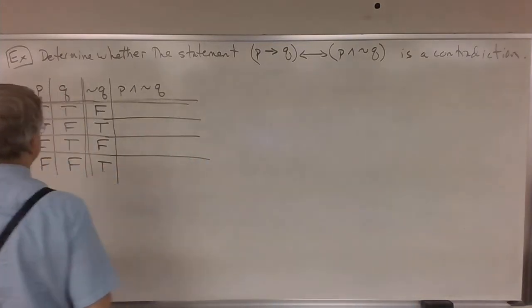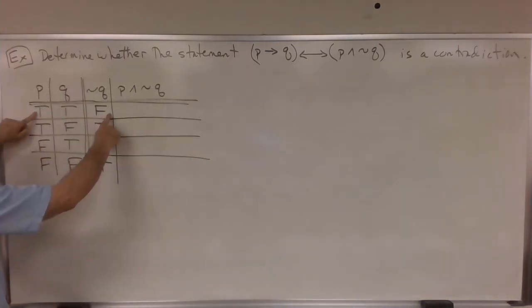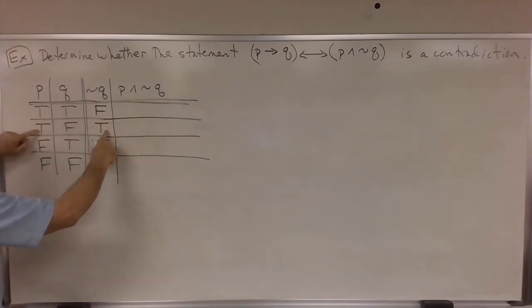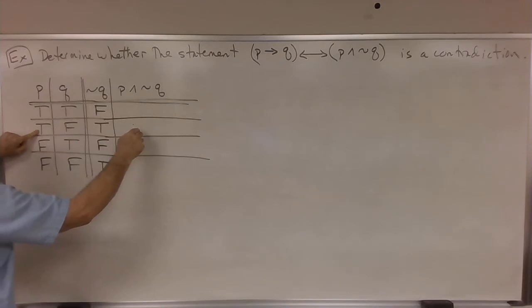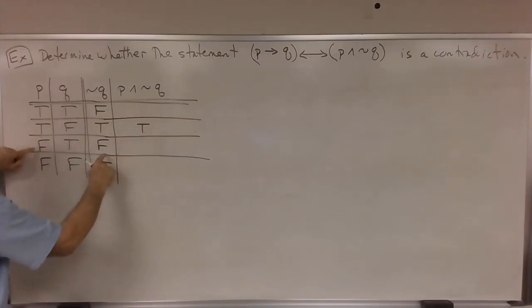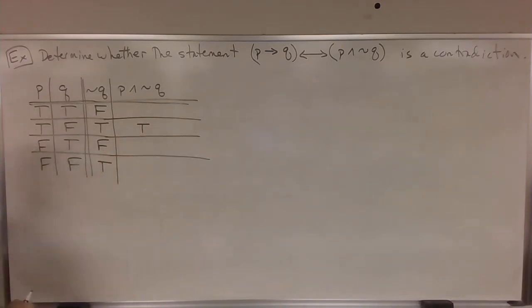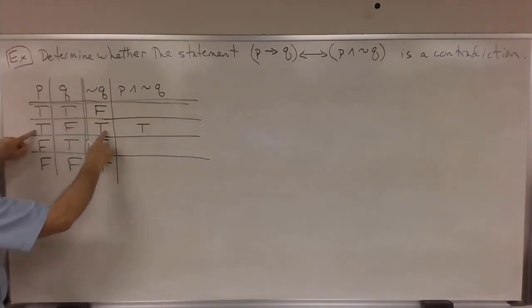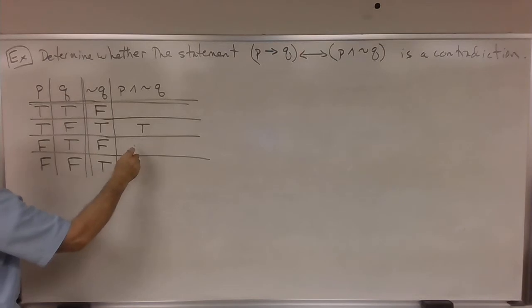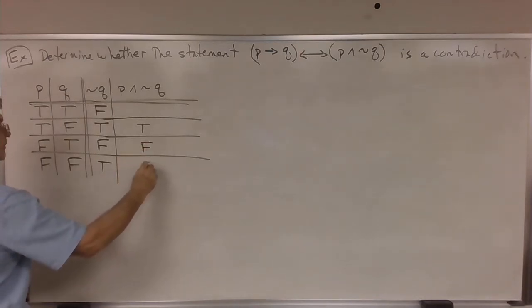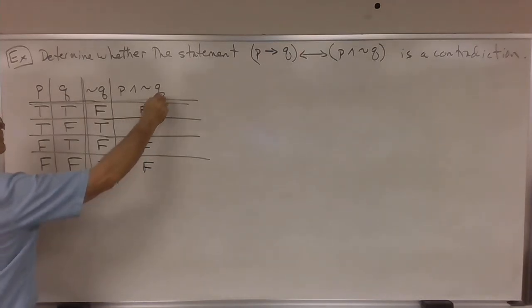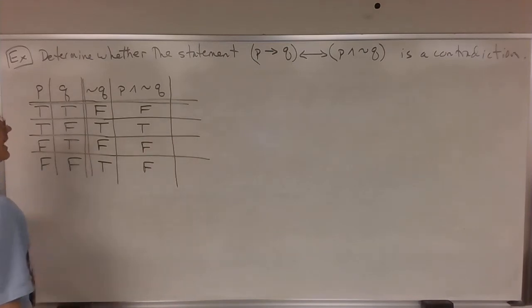So we'll look for P and not Q both being true. No, not here. But here we have it. Not here and not here. Okay. This is the only case where P and not Q are both true. We put true here. Everything else is false. Well, we got that one done.